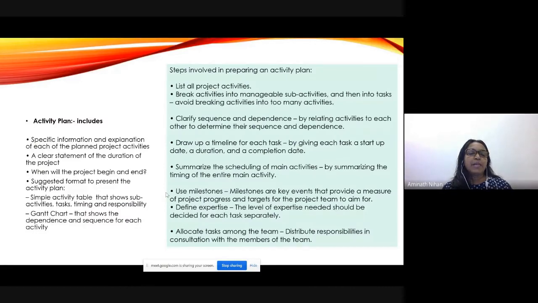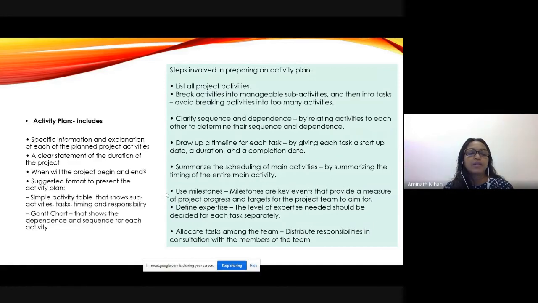The activity plan is detailing out specific information and explanations for each of the activities that you are planning under this project. Okay. The duration of the project should be there. When will it begin and when will it end? Those dates should be there.